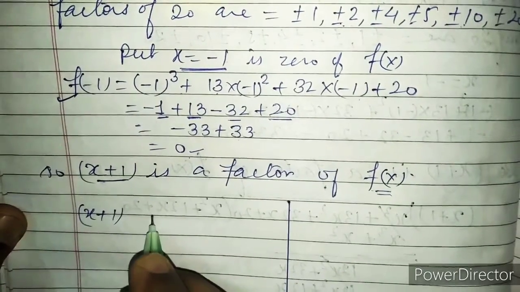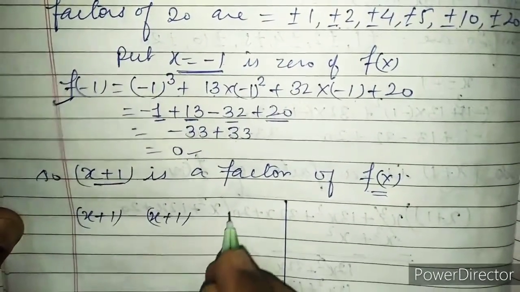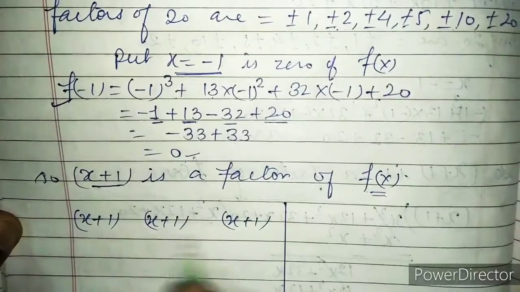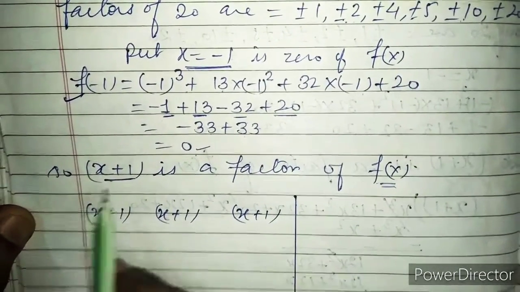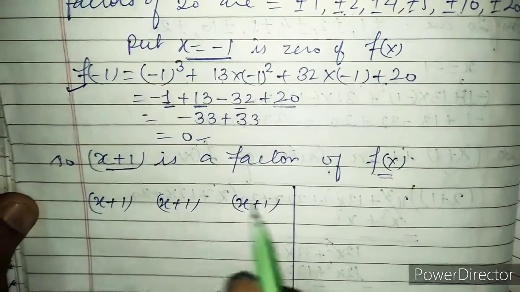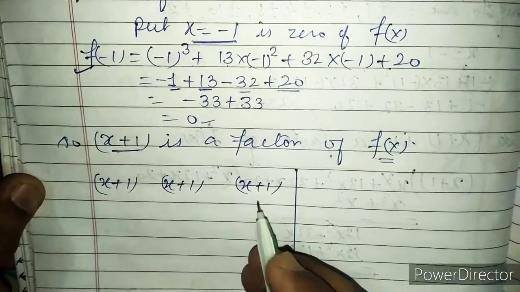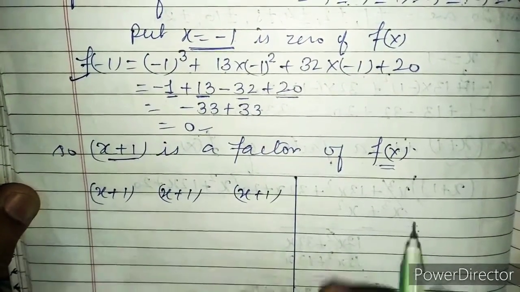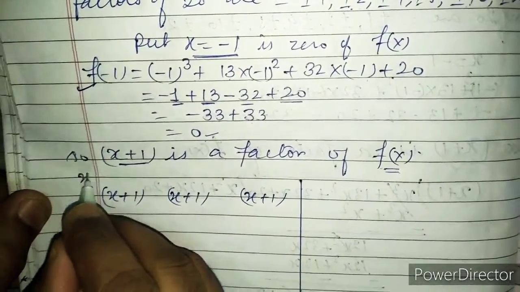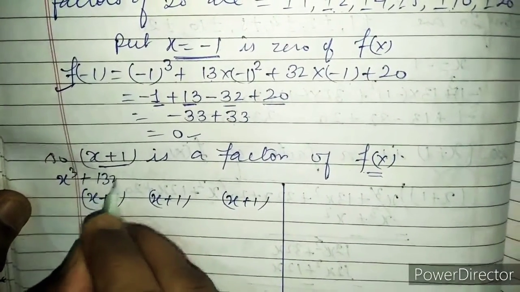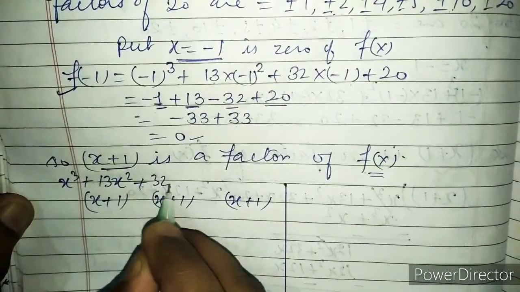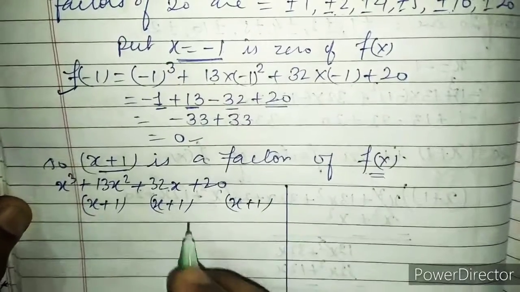x plus 1, x plus 1, x plus 1. x plus 1 को 3 टाइम्स लिखेंगे, since it is a cubic polynomial. अगर बाय क्वाड्रेटिक को 4 बार लिखते हैं, राइट? Now see, you have the polynomial x cube plus 13x squared plus 32x plus 20.